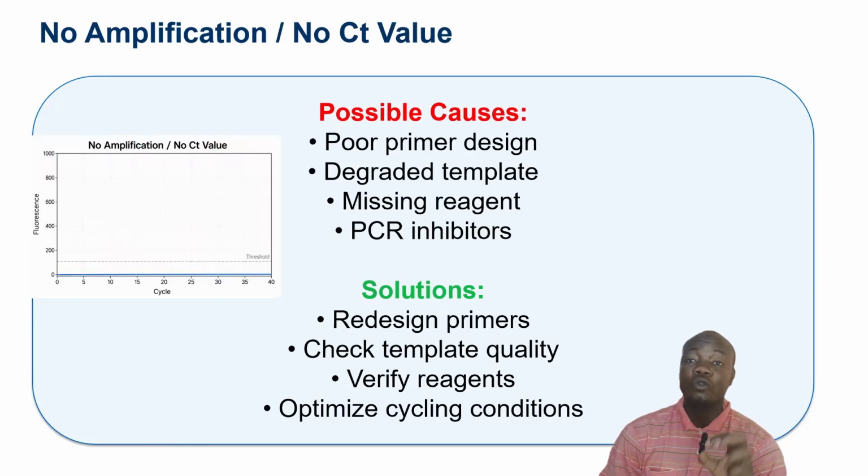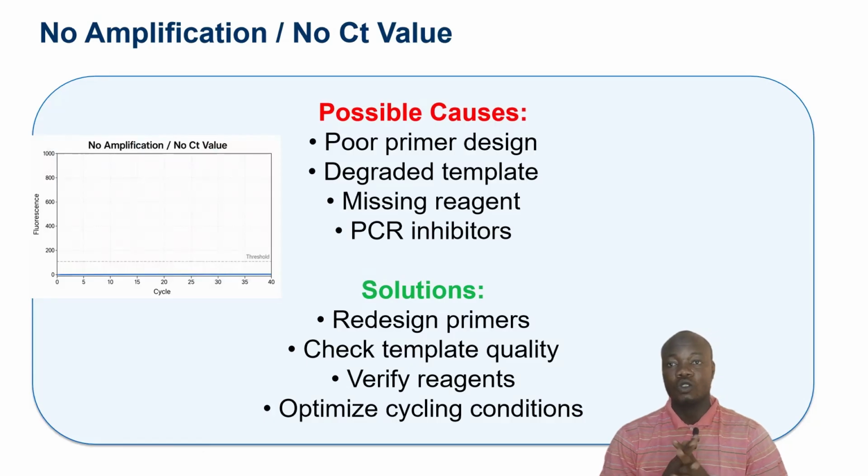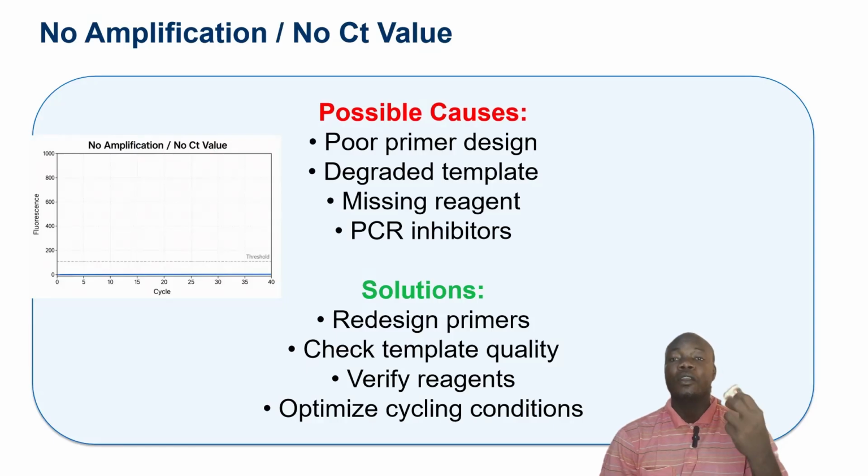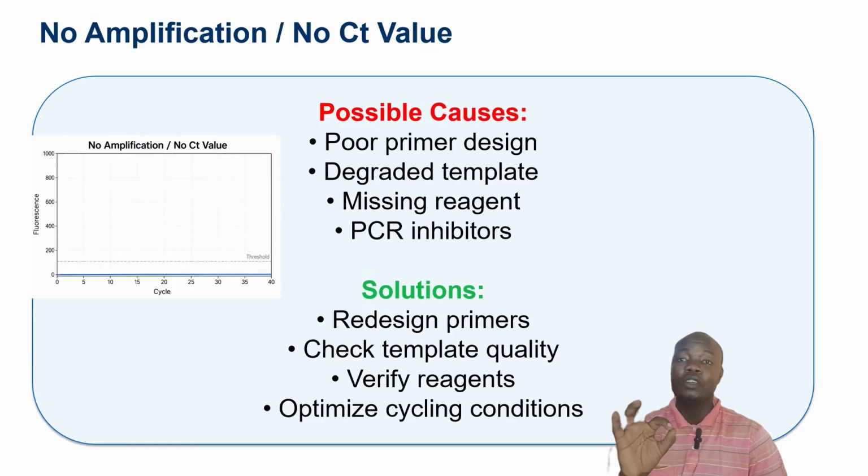Poor primer design. If you have a poor primer design, it can lead to a problem with amplification or CT value. And then degraded template. If your template, whether the DNA or RNA or your cDNA, is degraded, it means that there is no template for the amplification. Therefore, that is another reason why you can have no amplification or CT value at all. Or missing reagent, because sometimes when you are preparing your reaction mixture, if you miss any of the reagent, you might have no amplification or CT value.